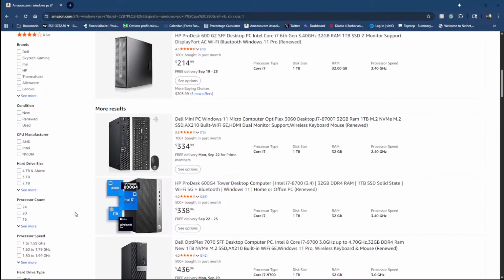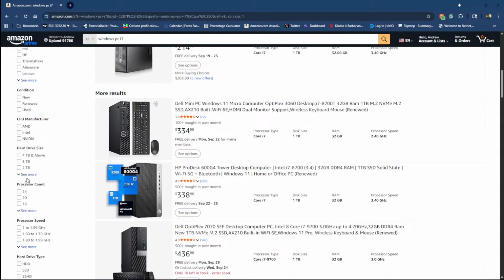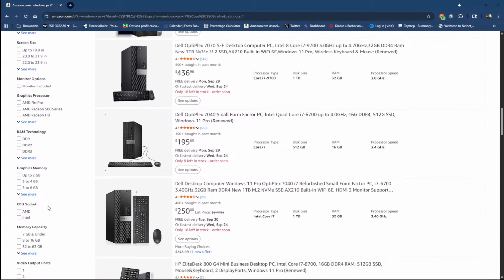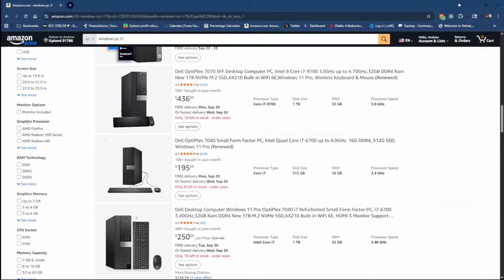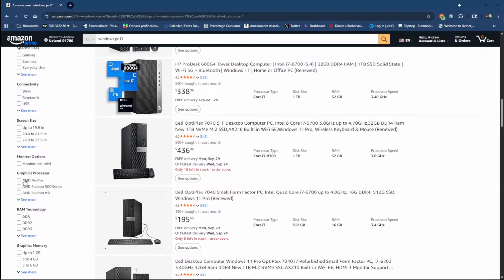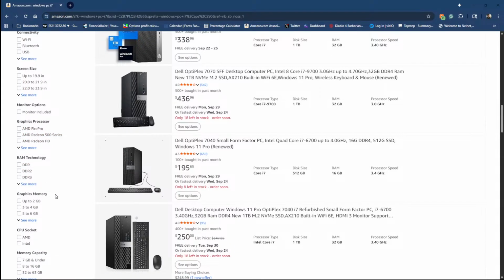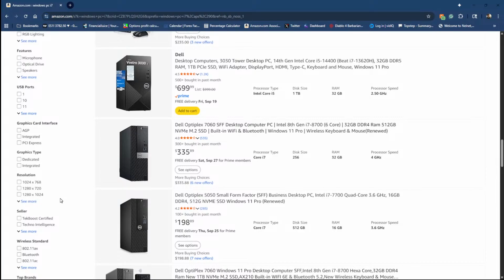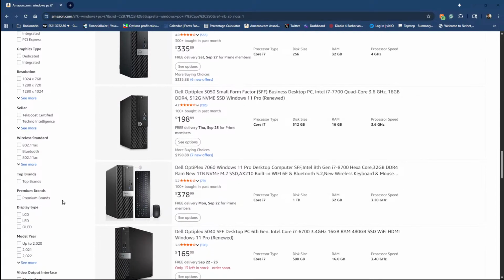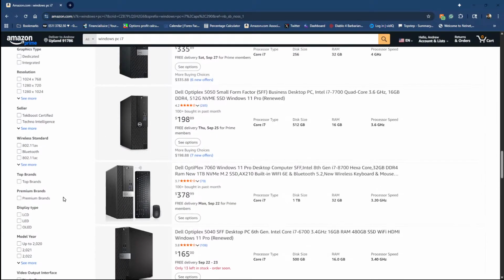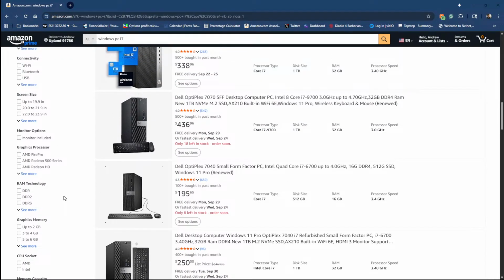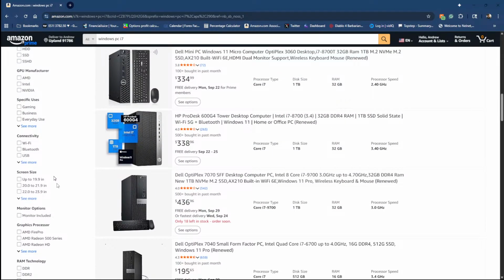And then for my GPU, I would be choosing... Where is the GPU? I just saw it. Am I losing my mind? CPU. There we go. NVIDIA.